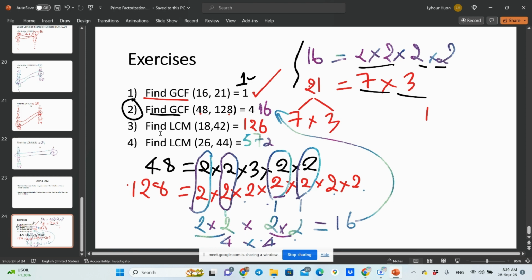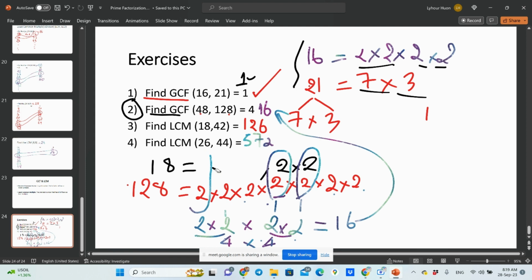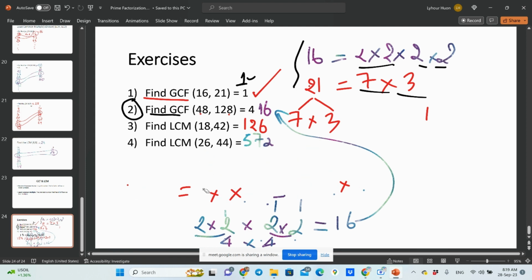Now let's look at the LCM. LCM is quite similar if we use this method, but we choose the different pair. 2 times 2 times 2. 2 times 2.